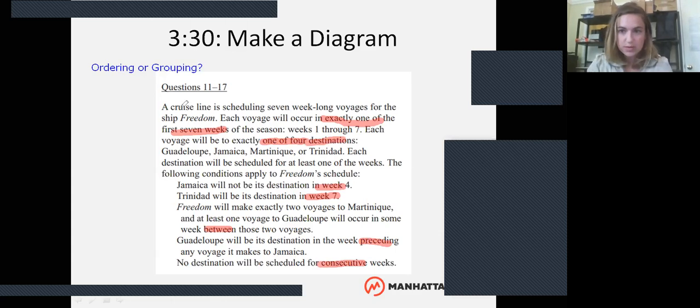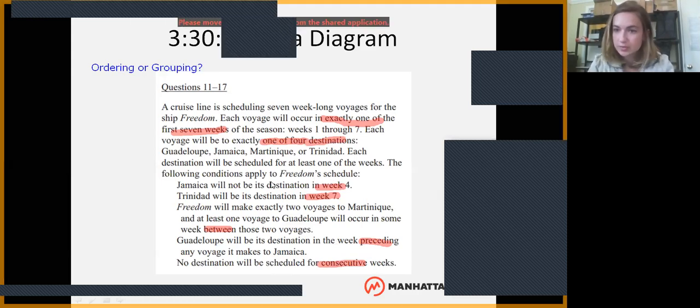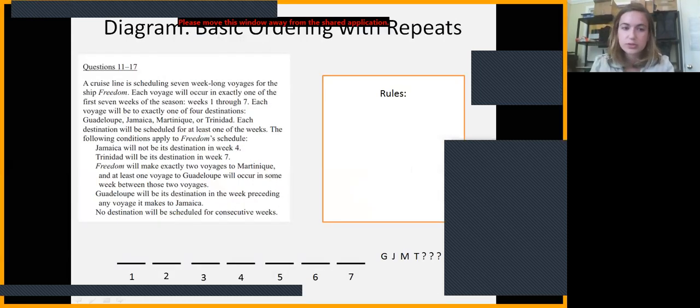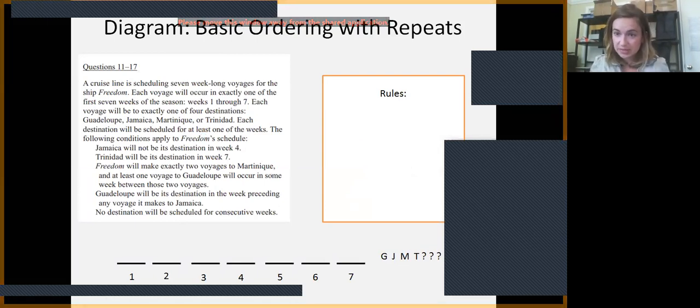So the first thing we want to think about is how many spaces do we need on our number line? You probably came up with a 7-space number line, maybe something like this. But then when you start to try to put things on the number line, you notice that there are only 4 locations. So whenever there's a mismatch between the number of elements that you have to put on your number line and the number of spaces, you really want to be careful.